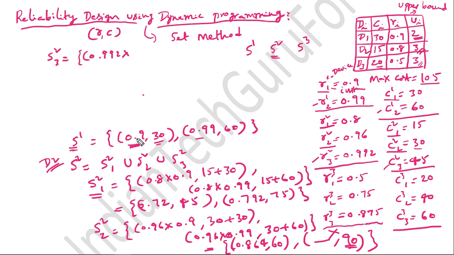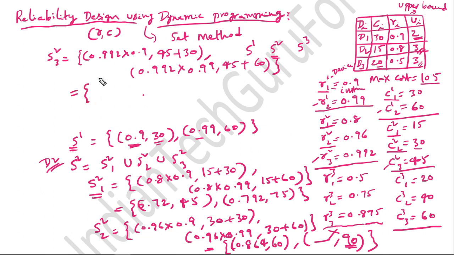0.992 into 0.9, 0.9 comma. So C power 2 suffix 3 is 45, 45 plus this 30. Second order pair: 0.992 into 0.99 comma 45 plus the 60. So that is equal to 0.992 into 0.9, 0.8928 comma 45 plus 30, 75.